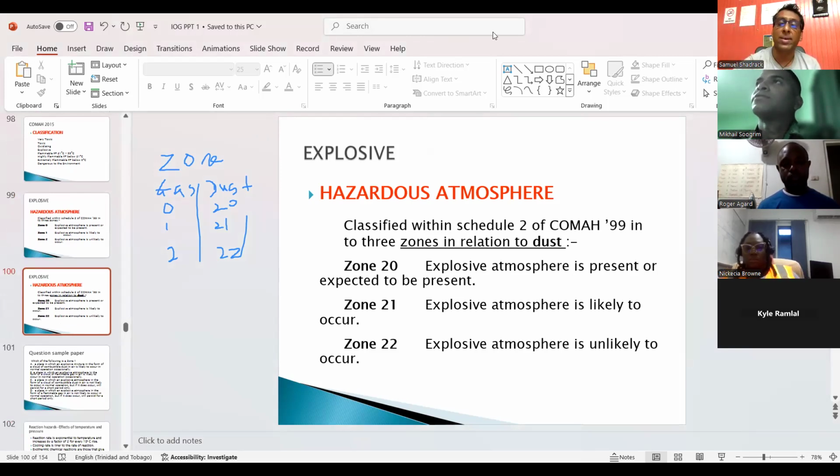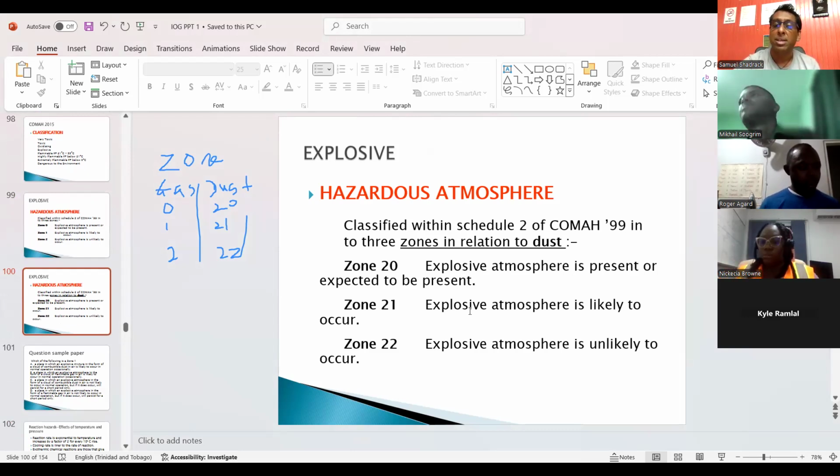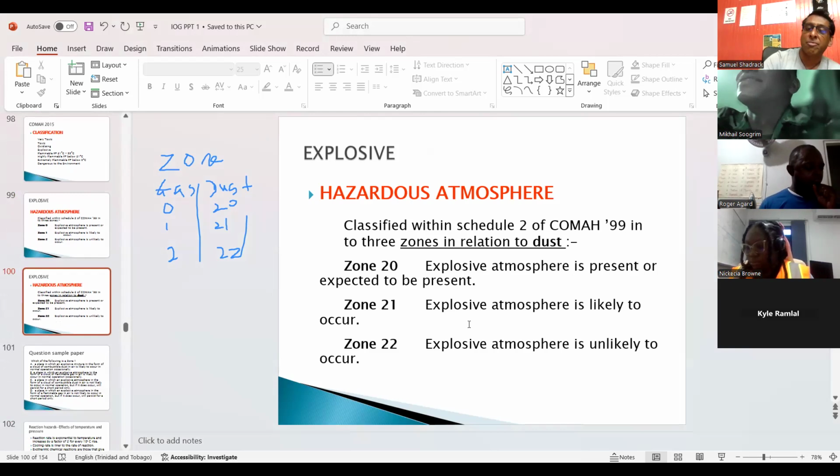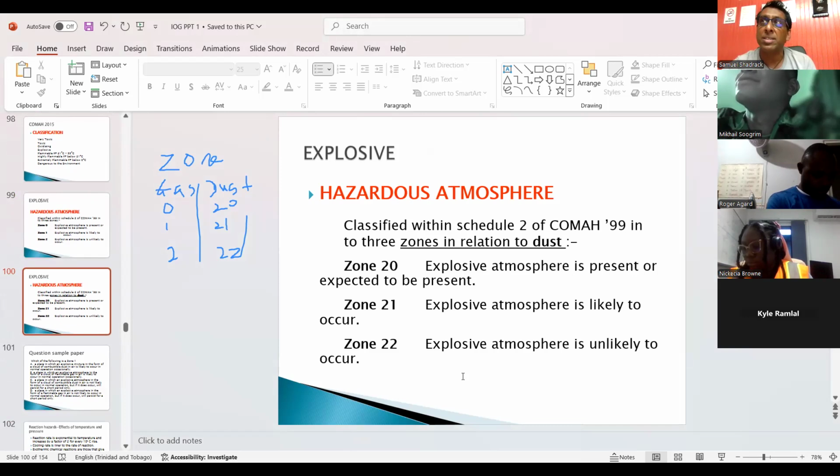Zones 20, 21, 22 are for dust. Look at right here. Zone 20, you are present in the dusty environment. Zone 21, you're likely to be exposed to a flammable, explosive atmosphere. Zone 22, you're in the office. You're far away from the building. Some facilities are huge, or even you're across the road in another facility, right? Now the atmosphere is there because the concentration of dust or gas is there, but it's unlikely to occur because you are not in that atmosphere anyway, right?